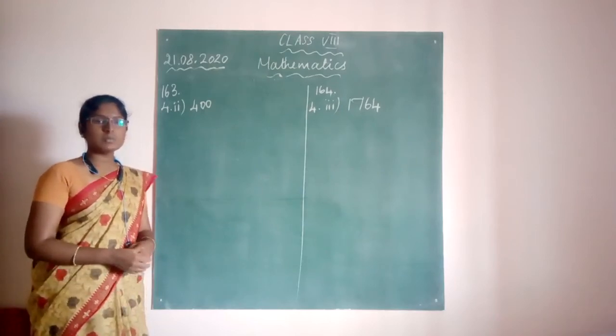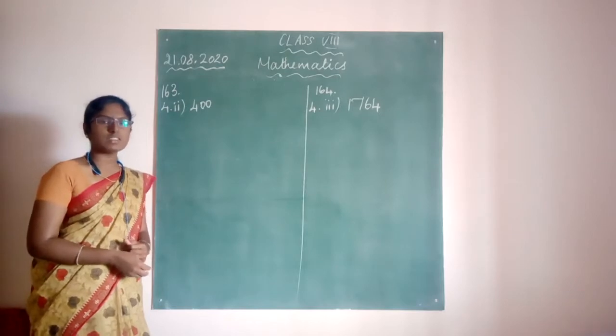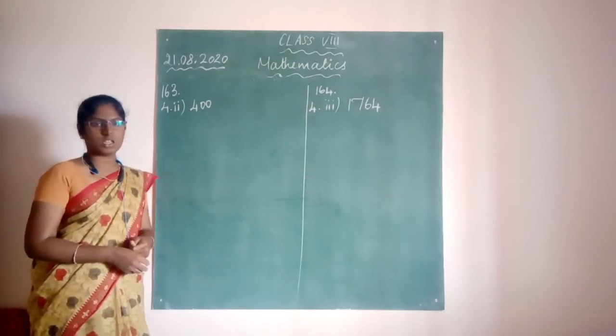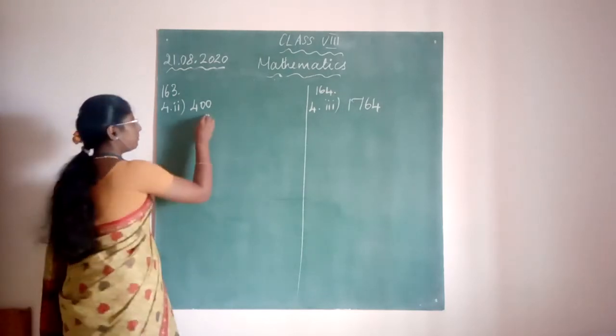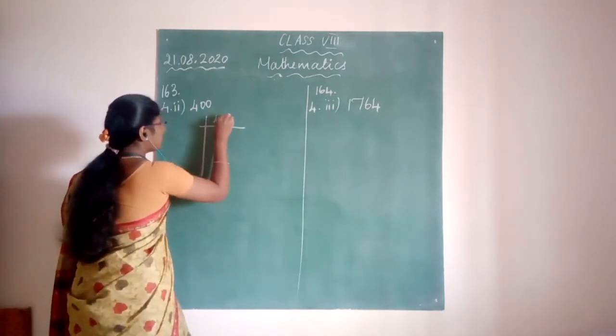In today's class, we will be discussing the homework answers of the previous class and we will complete exercise 6.3. Okay, so look at the question here. We have to find the square root of 400 by prime factorization. Okay, so do prime factorization.